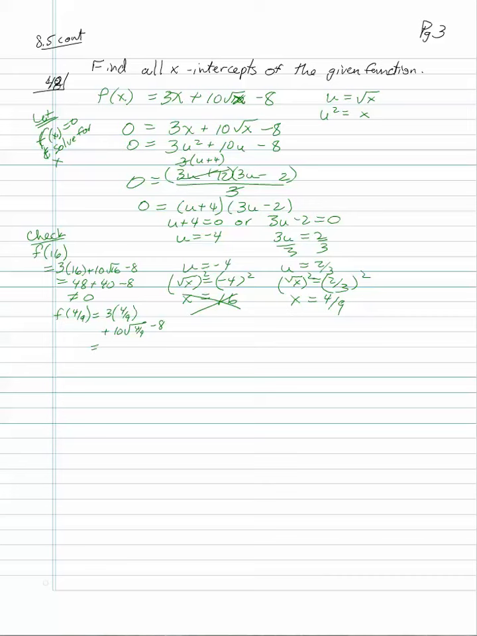So we're going to get 4/3 plus, see, this is 10/3, that's 20/3, which equals 0. So that works. So our only x-intercept is 4/9, 0. That's our x-intercept.